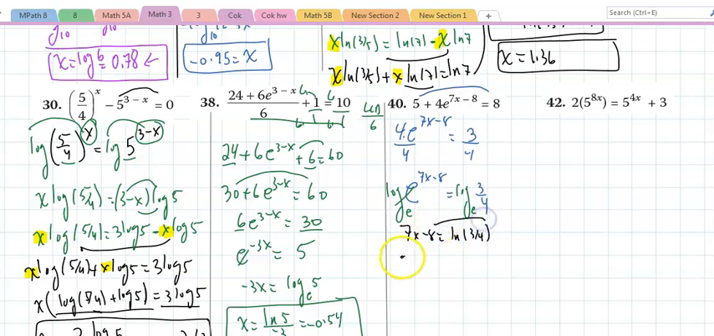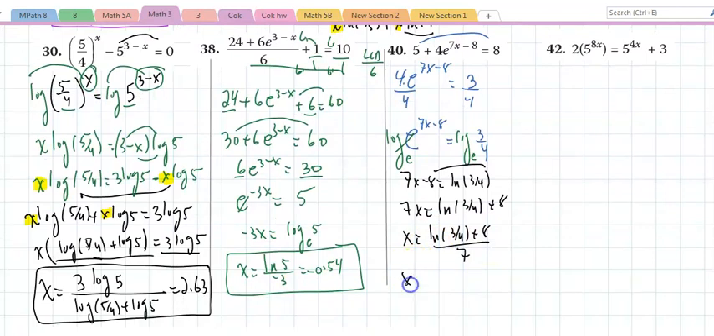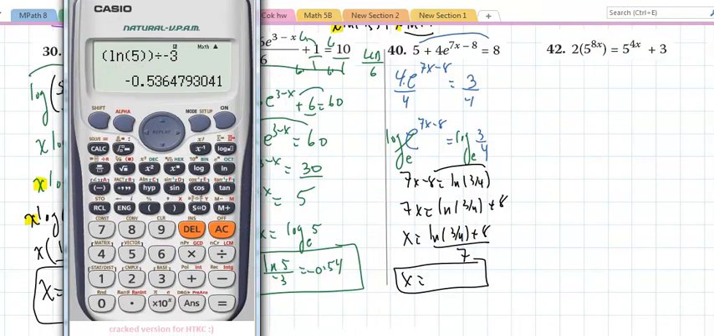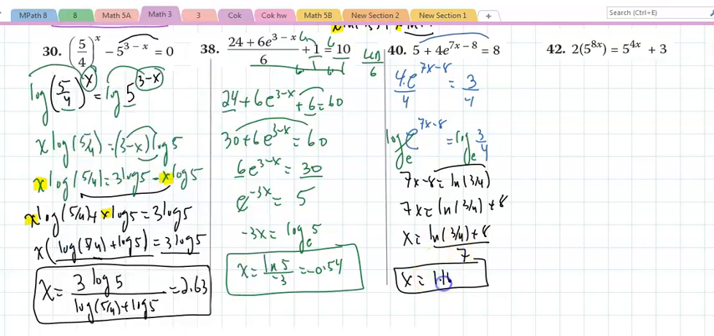Add 8 to both sides. And divide by 7. That's the exact answer. And if I want to approximate that to the decimal places, I'll get my calculator out, and we would take parentheses natural log of 3/4 plus 8 divided by 7. 1.10.